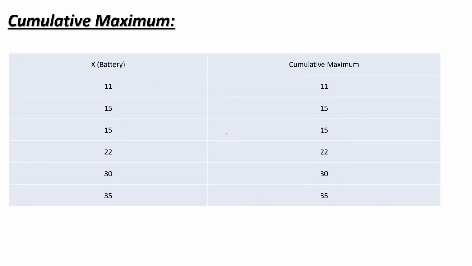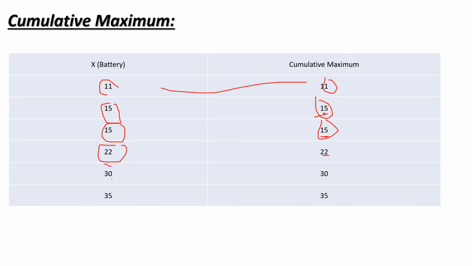Now we'll see the next one, the cumulative maximum. You can see here, this 11 as it is, we put over here. Now which one is the maximum from 15 to 11? That's why we put the 15, because 15 is the maximum number, right? Here 15 and 15, which one is maximum? Obviously 15. Here 22 and 15, which one is the maximum? That is 22, right? So we put 22. Here as well, 30 and 22, which one is the maximum? That is 30. Here as well 35 is the maximum, so we put accordingly, right?